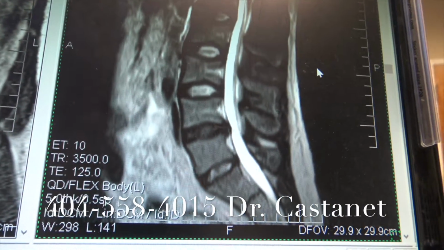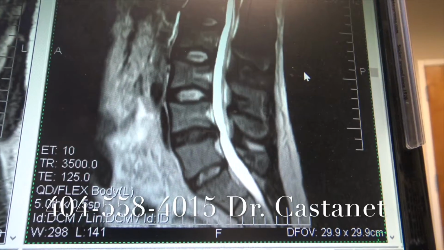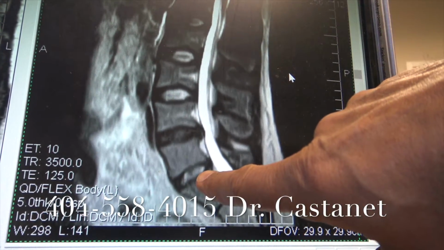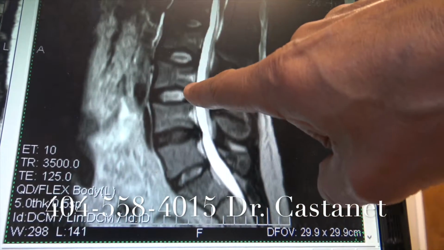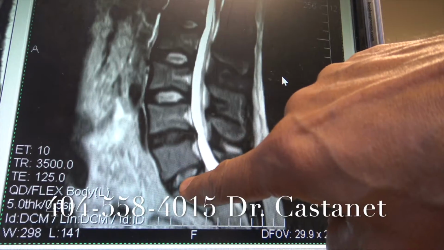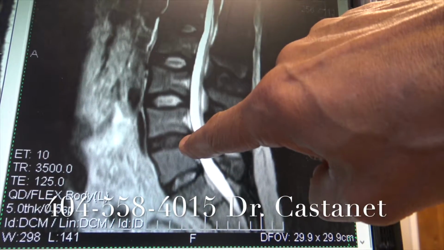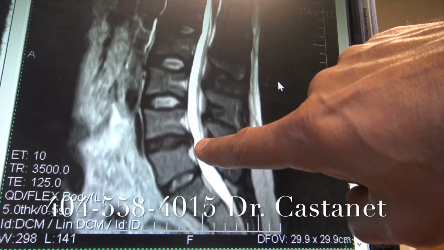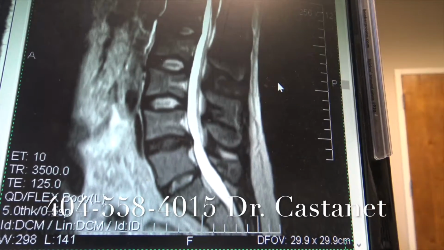Okay, this is another example of a lumbar MRI scan. Very clearly you can see this is white in color, a lot of water content there and there. So these discs are nice and hydrated and not degenerated. This one, by contrast, is darker in color. It's lost water content, and you can see the disc herniation back there.